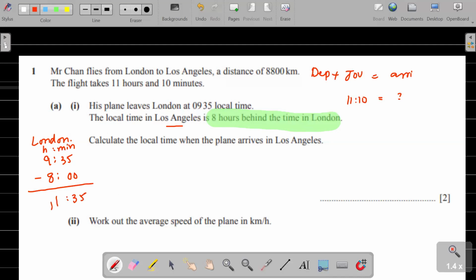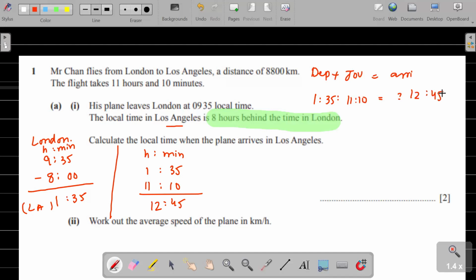This is the time for LA. So Los Angeles time is 1:35. It means that I have calculated my departure time. Now I can figure out my arrival time. So how to figure out my arrival time? Simply by adding them up. Hours, minutes. So 1 hour 35 minutes, then 11 hours and 12. So it will leave there and reach there at 12:45. That will be our time of arrival.